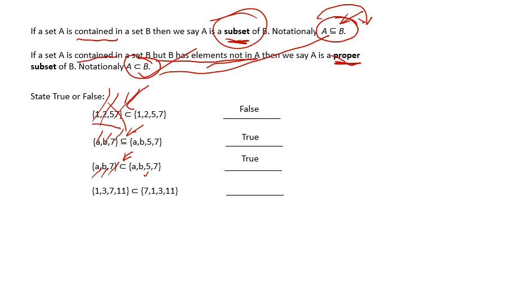We are asking, do we have a proper subset? Well, the 1 is on the right side, the 3 is on the right side, the 7 is on the right side, and the 11 is on the right side. So the first condition is satisfied. It is a subset. But we asked, is it a proper subset? Is there an element on this side that is not on the left side? No. So this is false.